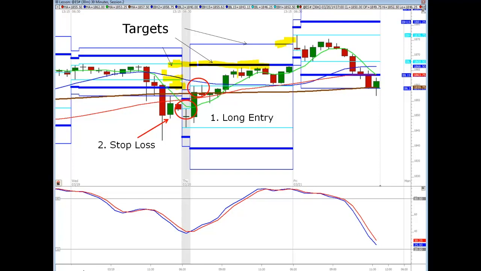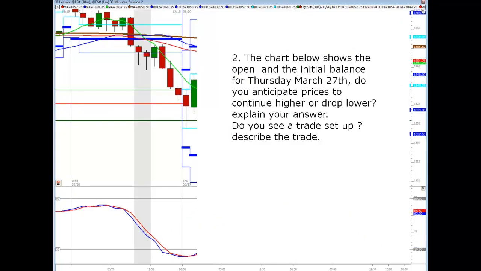Now let's take a look at our next practical exercise question right here. In this case, the chart that we have before us shows the open and the initial balance for Thursday, March 27th. Do we anticipate prices to continue higher or drop lower? Explain your answer. Do you see a trade setup, and describe the trade?